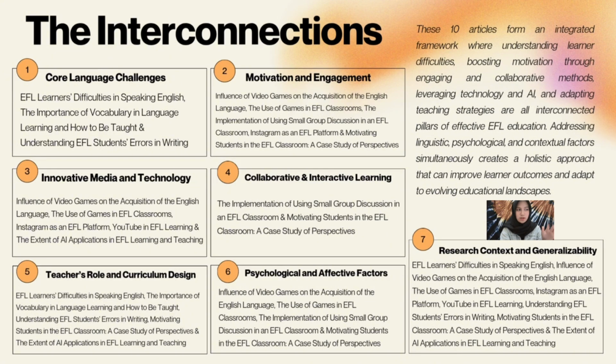The fourth one is collaborative and interactive learning, such as small group discussion and also a case study. The fifth one is teacher's role and curriculum design. You can read it alone. The sixth one is physical and affective factors, and the seventh and last is research context and generalizability. So these articles form an integrated framework where understanding learners' difficulties, boosting their motivation through engaging and collaborative methods, leveraging technology and AI, and adapting teaching strategies are all interconnected pillars of effective EFL education.